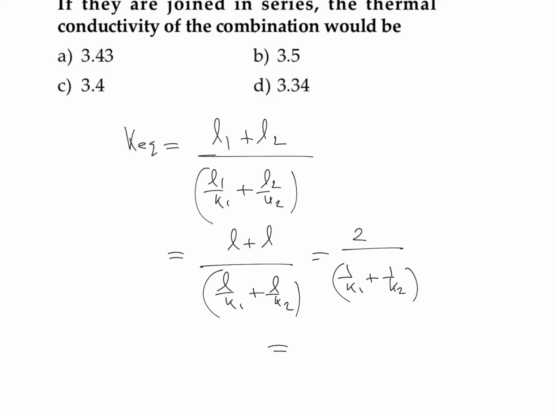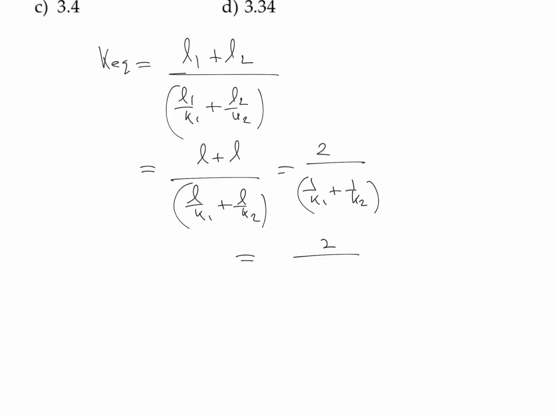So you can just substitute these values over here. So this is 2 divided by (1/3 + 1/4). So we can write this as 2 divided by, if you are taking this 12 as LCM, we can write this as (4 + 3). So we can write this 12 on numerator. So it is going to be 2 into 12, which is 24, divided by 4 plus 3, which is 7.